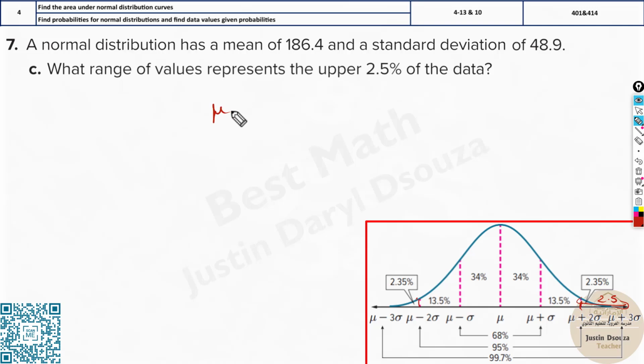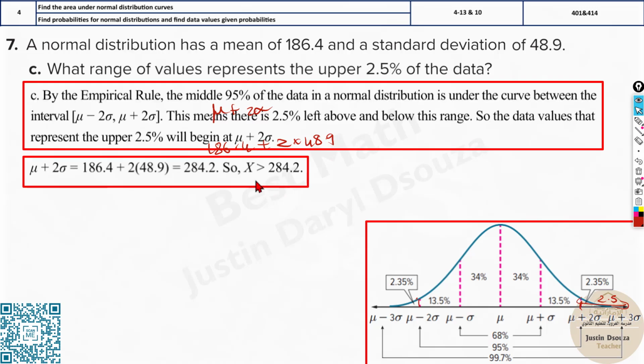Mu plus 2 times sigma. It's 186.4 plus 2 times 48.9. That would be the answer. Just put it in the calculator, you get the answer. So any values more than 284.2 is the answer. Sorry, this is the mean value, right? When you add it, the data of 284.2 or more, that is representing the upper 2.5%.